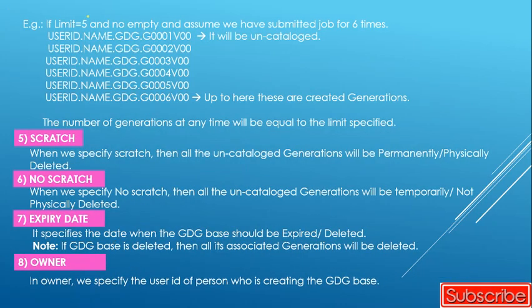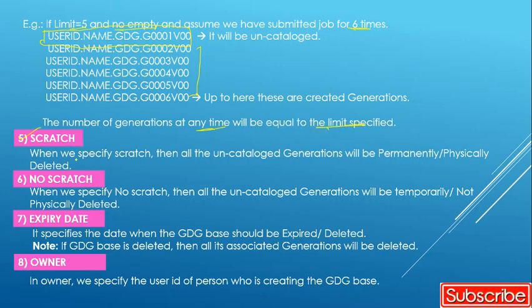In this, if the limit is 5 and there is no empty, assume we have submitted the job 6 times. It will uncatalog the first generation, the oldest generation, and the other generations will remain the same, and the number of generations at any time will be equal to the limit specified.